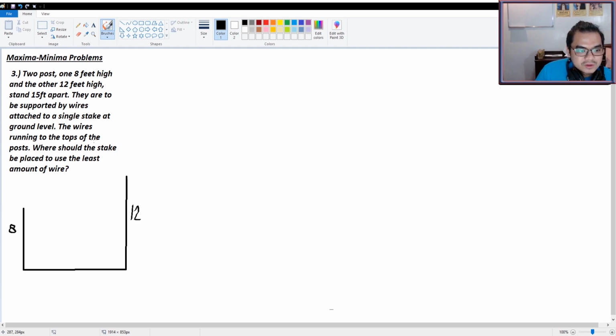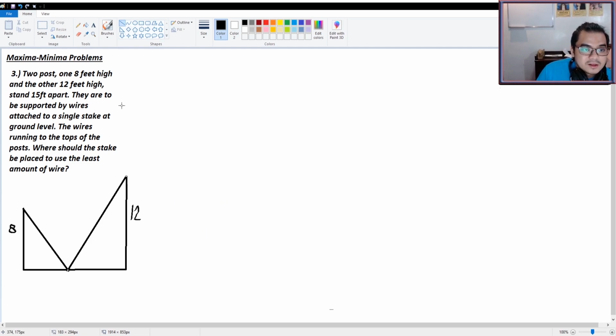There are wires running to the tops of the posts, and they are attached to a single stake. What do we mean by that? The wires from the tops of the posts will be attached at a single point, which is at ground level. So let's say that this is the point. Therefore, we have a wire from the top of the first post to here, so that's the first one, and then from the top of the second post to here. It would look something like that.